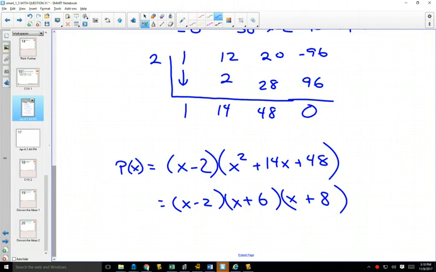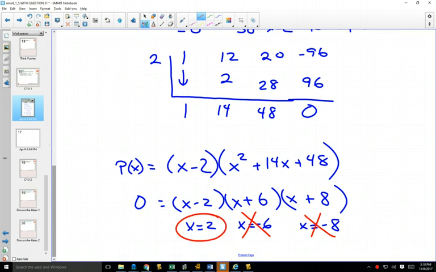Which gives us the possibilities, if this is equal to 0, that x could equal 2, x could equal negative 6, or x could equal negative 8. So there's more than one possibility for x to make this work. However, based on the situation, can you see that these do not make sense in real life? Because our x was the height of our box. Can you have a height of negative 6? No. Can you have a height of negative 8? No. So the answer is only x equals 2. And this, by doing it algebraically, you have proven that that's the only answer. Okay?